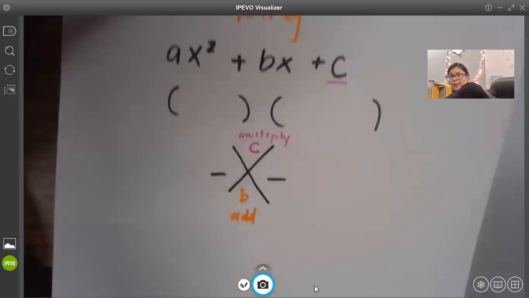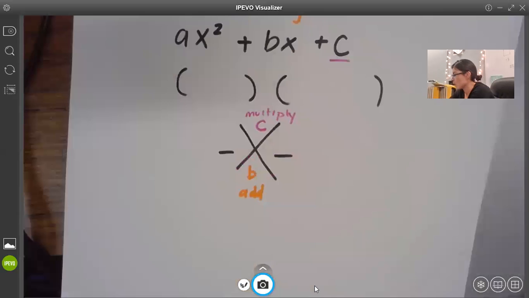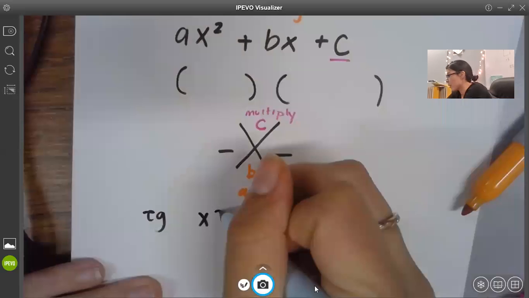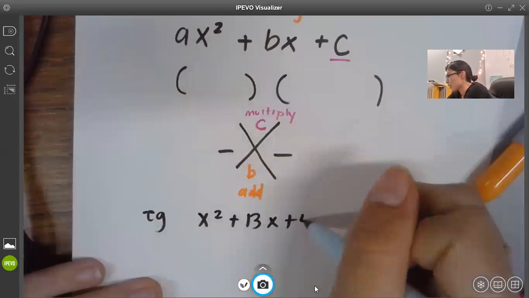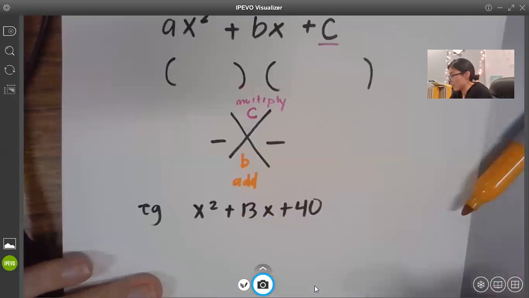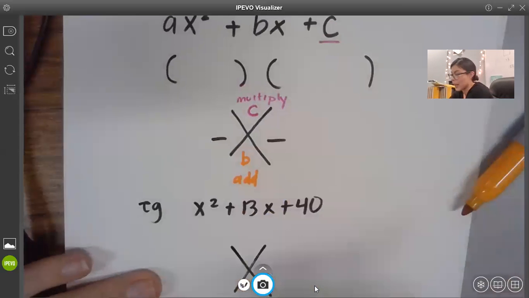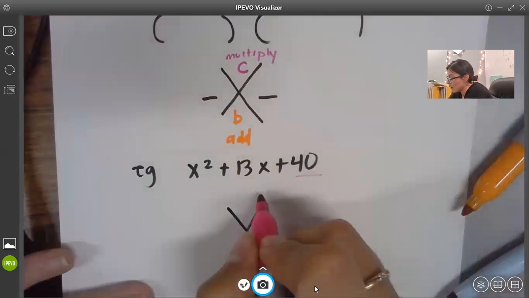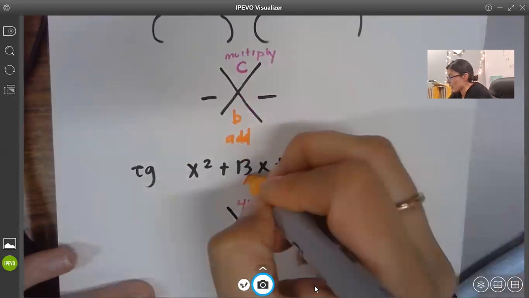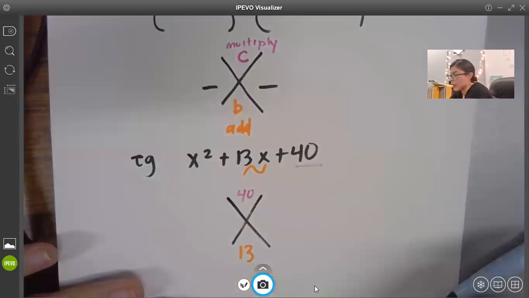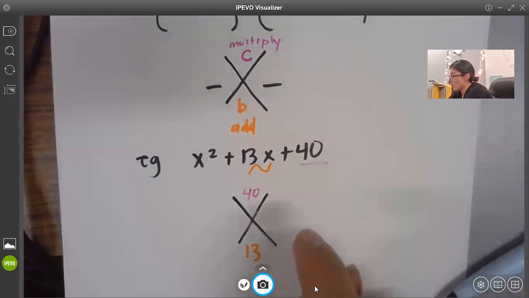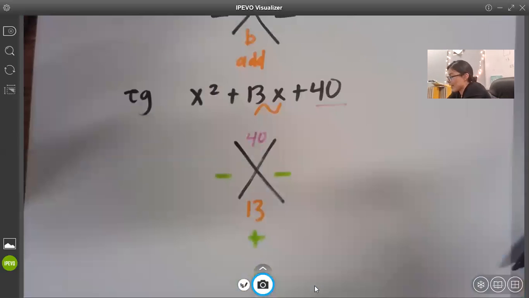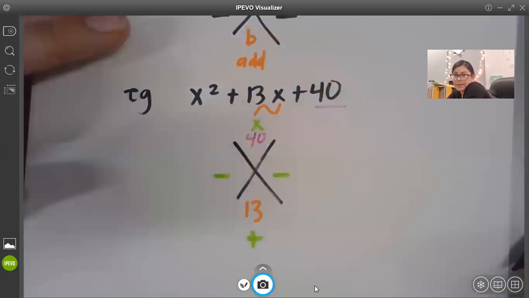So let's do an example. Copy, copy, copy, please. Here's my example. Let's say we have x squared plus 13x plus 40. I'm going to make my x. This is the C, because it doesn't have x or y, and my B, the one that just has the x, is 13. So I'm finding two numbers. When I add them, it equals 13. When I multiply the same numbers, it equals 40.